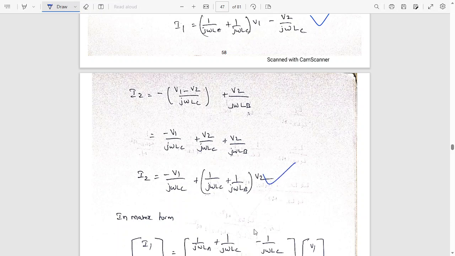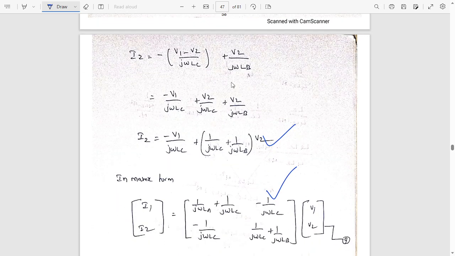Now write these two equations in the matrix form. Okay, so the coefficient of V1 is 1 by j omega LA plus 1 by j omega LC. Coefficient of V2 is minus 1 by j omega LC. And then the second equation, coefficient of V1 is minus 1 by j omega LC, and coefficient of V2 is 1 by j omega LC plus 1 by j omega LB, this one, into V1, V2.